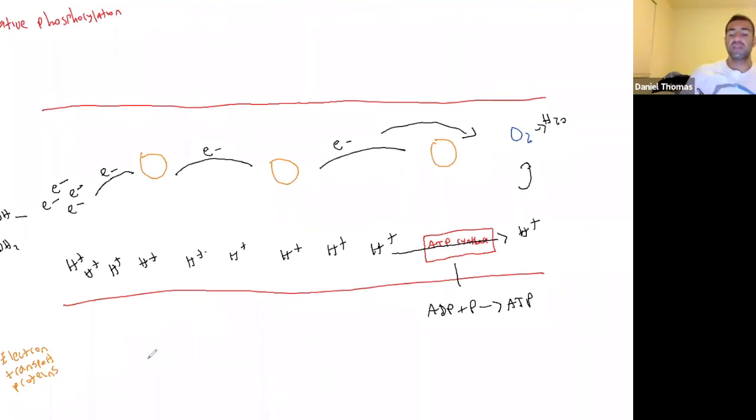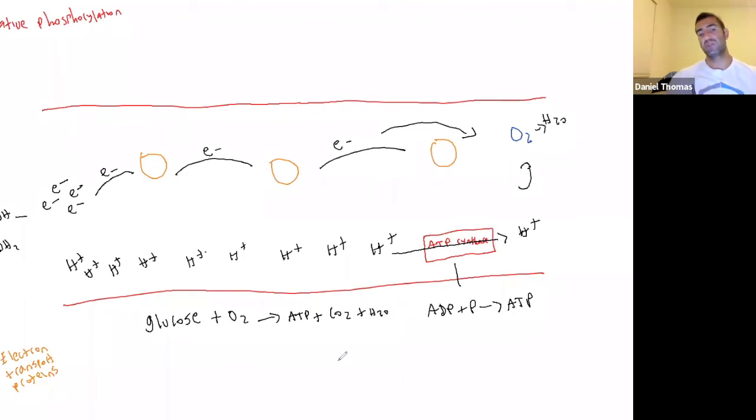So therefore, the entire equation for cellular respiration is glucose, which goes into cellular respiration, plus oxygen, which we breathe in and is used in the last step of cellular respiration. It's going to give us ATP, CO2, which was lost during the citric acid cycle, and water, which is created at the very end of cellular respiration. And these are energy pathways. I know, congratulations.